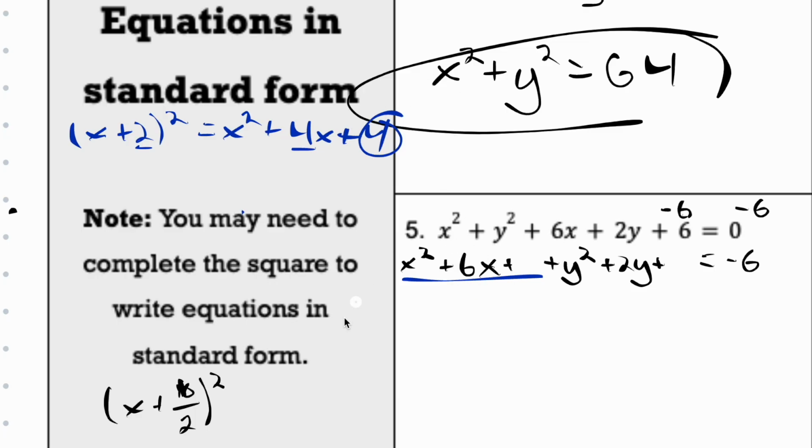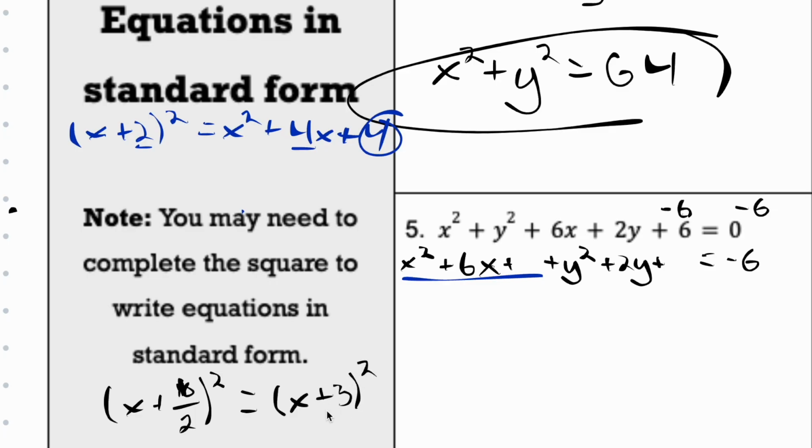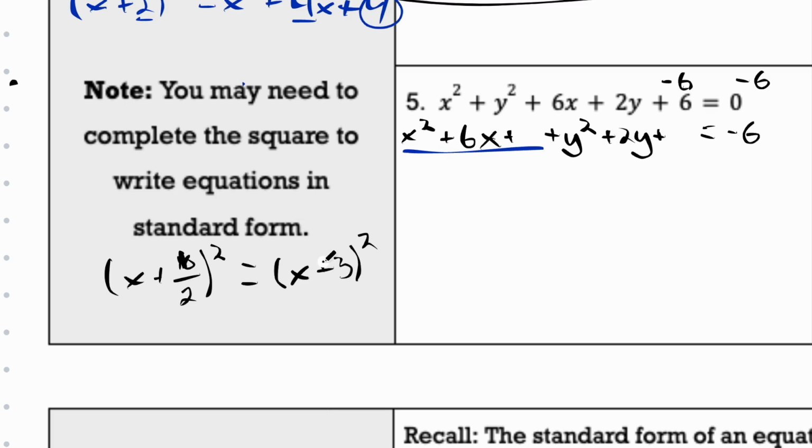And so what's b over 2 in this case? It's going to be 6 over 2, so we're going to have x plus 3 squared. And that's going to give us x squared plus 6x plus 9. And that's what we want, this plus 9. So I'm going to put plus 9 in here.